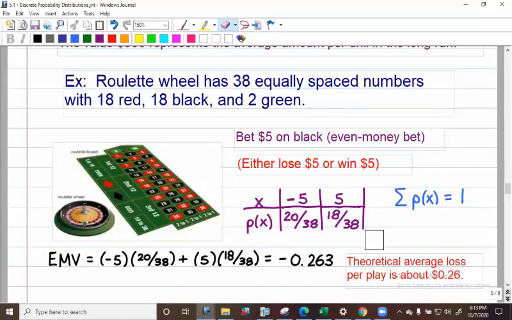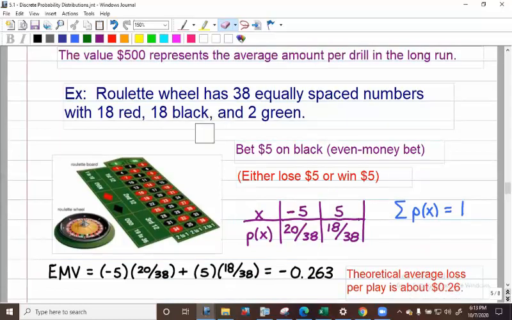So 2 things can happen: -5, +5. -5 has a probability of 20 out of 38. How did I get 20? If we're betting black, everything that's not black, we lose. 18 reds and 2 greens make 20 losing numbers for us, so it's 20 out of 38. If we're betting on black, we have 18 winning numbers, 18 out of 38.